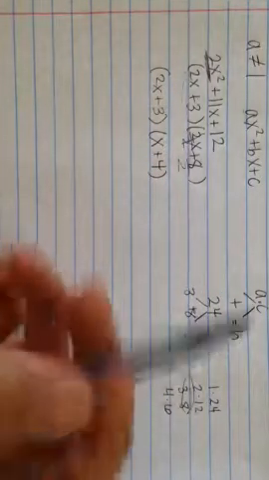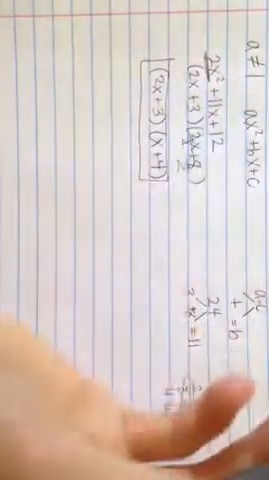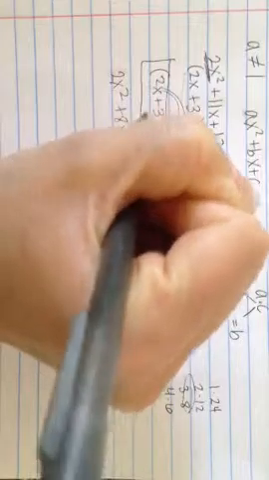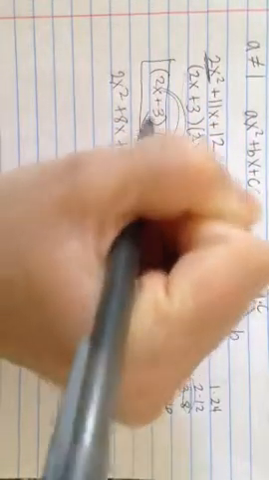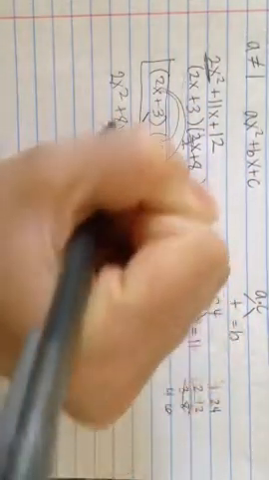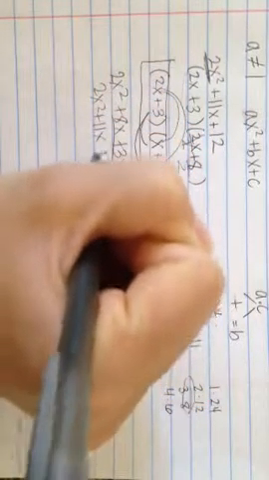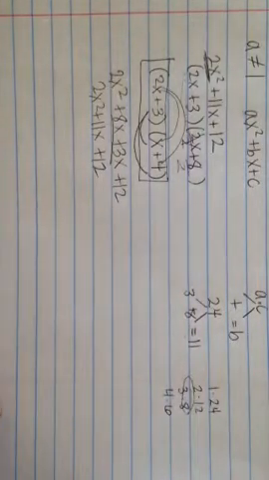And that's it. And so then we would go through, and that's your answer, but if we wanted to FOIL and check, we could. So 2x times x is 2x squared plus 8x plus 3x plus 12. So then those add up and make 11x plus 12. That's it. Okay, the next one. Let's do another one.